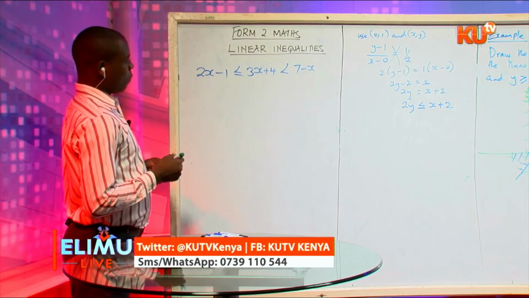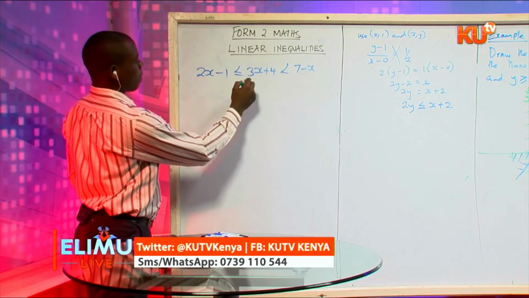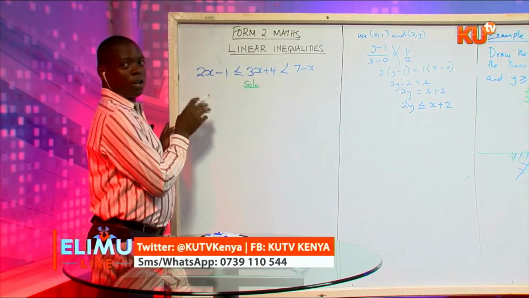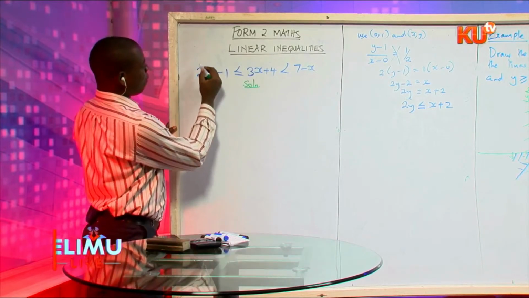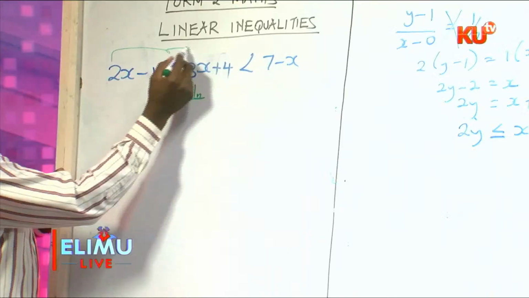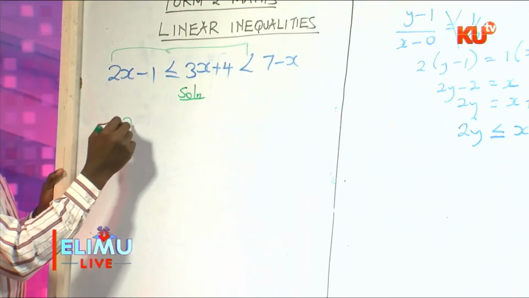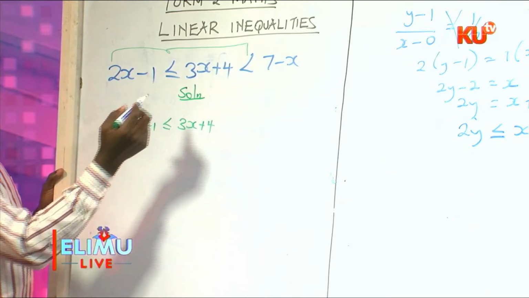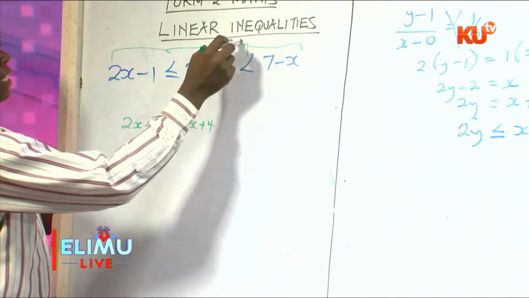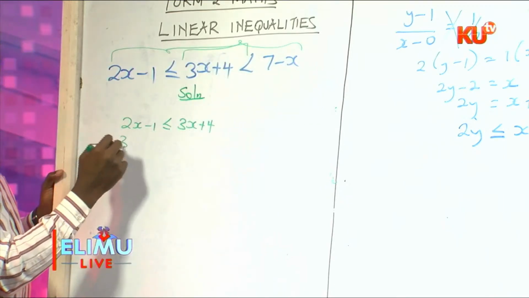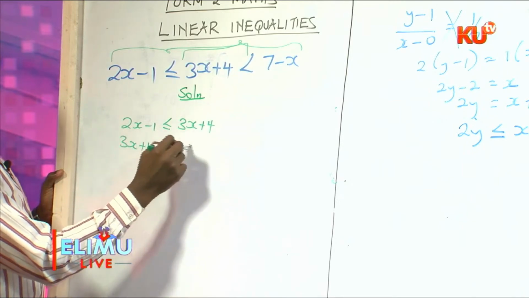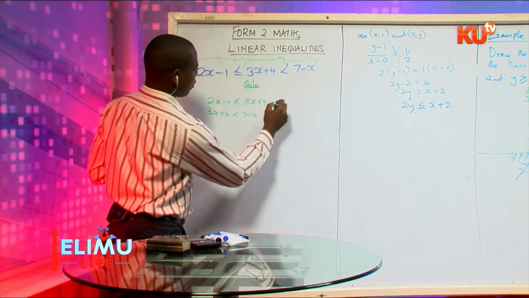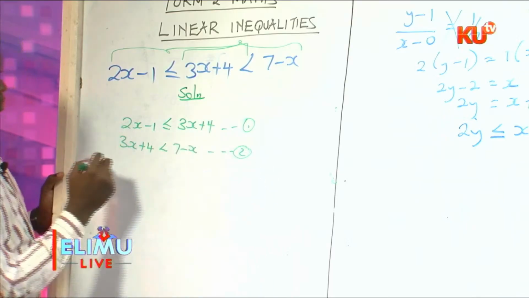If you're given this kind of case, we have to obtain simple inequalities from this. We start from the beginning to where the second inequality sign starts, so you'll have 2x less 1 less than or equal to 3x plus 4. And then from the last up to where the second inequality begins, you have 3x plus 4 less than 7 minus x. Once you have this, you collect like terms from each. This becomes our 1, and this is our 2.